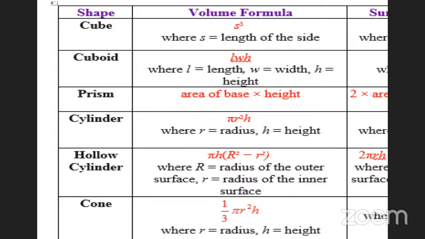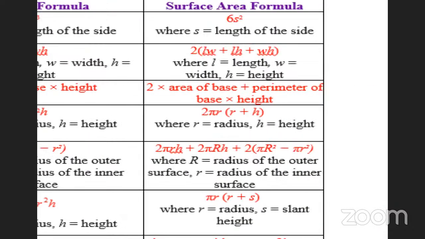Right, for those same shapes, I'm just shifting it around. Right, the surface area. Same shapes in the same order.